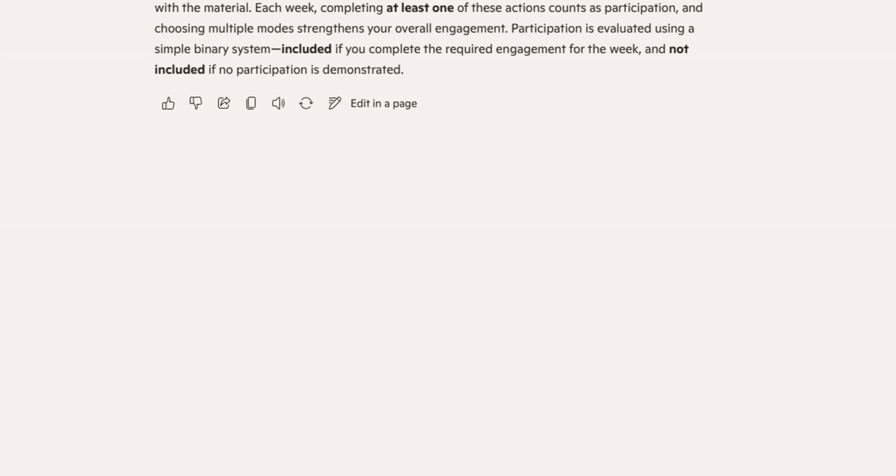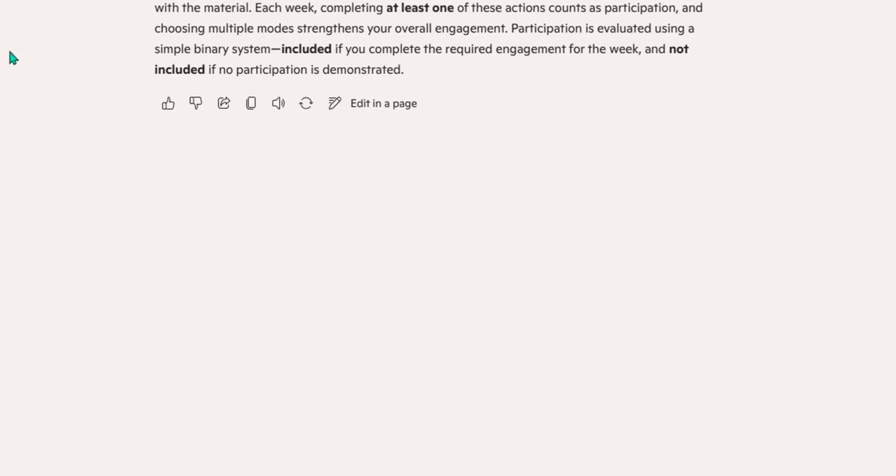Okay, so participation in this course means actively engaging with ideas in the learning community through any accessible modes, such as contributing to discussions, completing brief reflections, collaborating with peers, or demonstrating preparation. You may participate verbally, in writing, through digital tools, or by creating visual or multimodal responses, and show your engagement with the material each week. Completing at least one of these actions counts as participation, and choosing multiple modes strengthens your overall engagement.